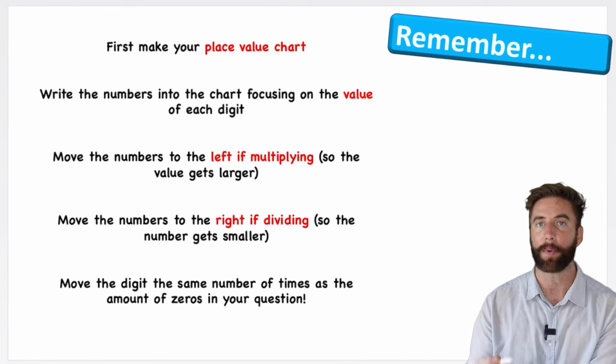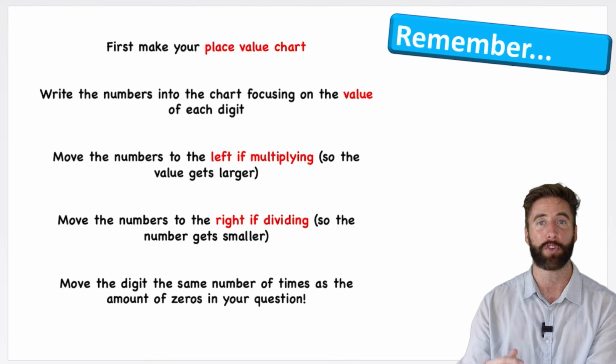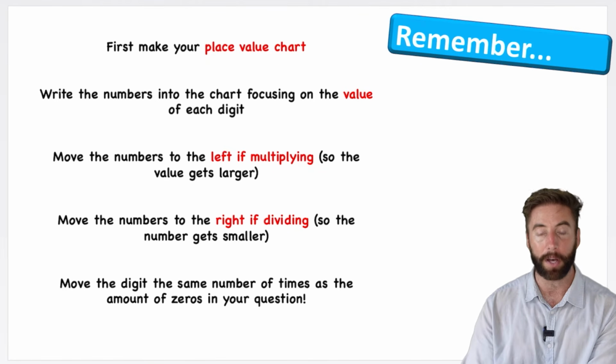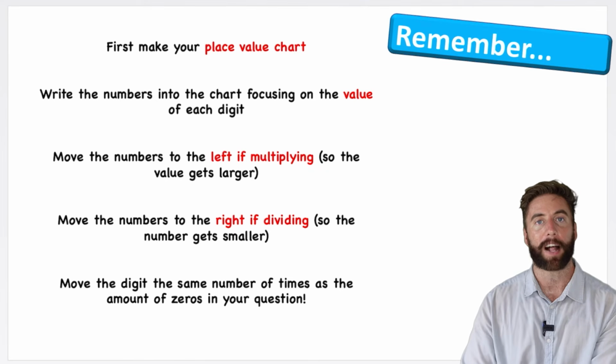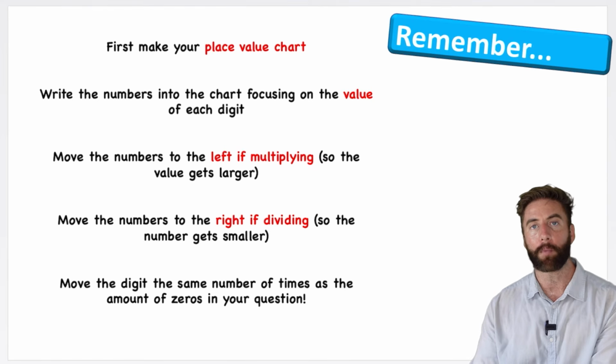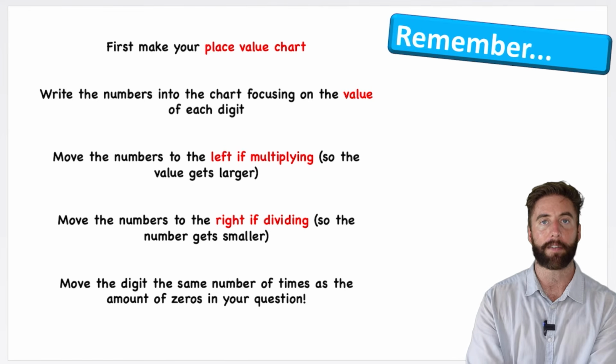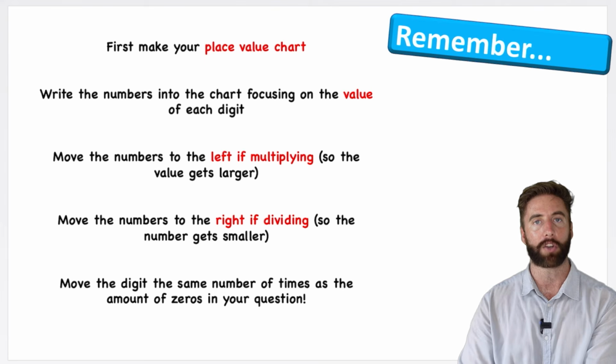And there we have it. That is everything you need to know about timesing and dividing decimals by 10, 100, or even 1,000. Things to remember: always start with your place value chart. When you're writing the numbers in, focus on the value of each of the digits to make sure you put them in the right column. And remember that when we're multiplying, we move up the place value chart to our left, and when we're dividing, we move down the place value chart to our right.